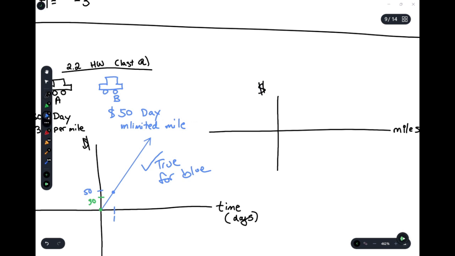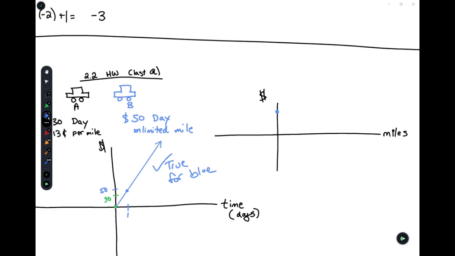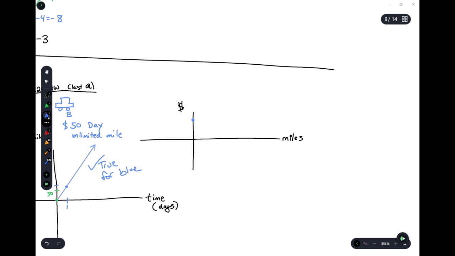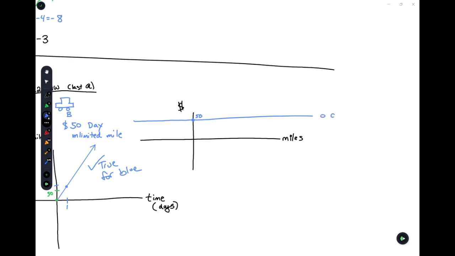Well, that makes the blue line even easier. What does the blue line now become? If I run 1 mile, how much is the blue thing? 50. If I run 2 miles, how much is the blue thing? 50. If I run 3 miles, how much is the blue thing? It's always 50, right? That's the blue car. It doesn't matter how many miles you go. It's always 50. It's a $50 car.